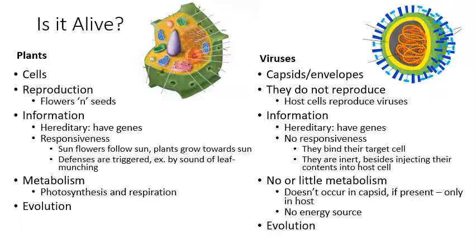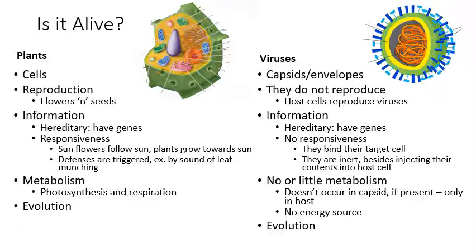So viruses are already not meeting one of our characteristics, which means we're probably going to say that they're not alive already. They're kind of already disqualified. But as we move through other characteristics, we'll see that they're disqualified in more ways than one. So the next characteristic is reproduction.